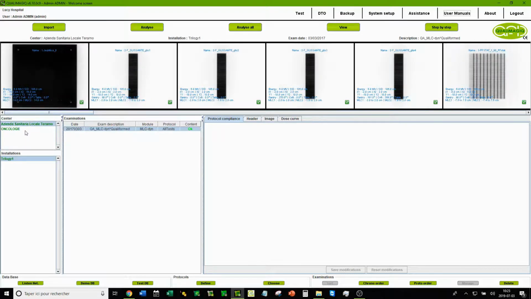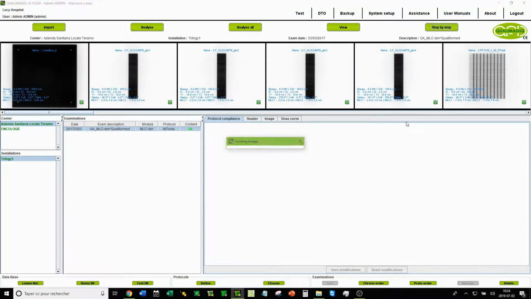The two exams are now on the welcome screen. The first is from a Varian Italian center and the second from an Elekta Belgium center. We will start with the Varian example. What is of interest to us is to enter the step-by-step mode to take an in-depth look at the test.